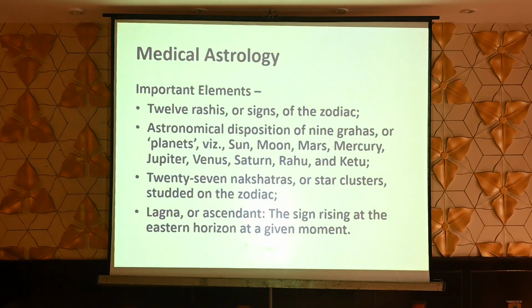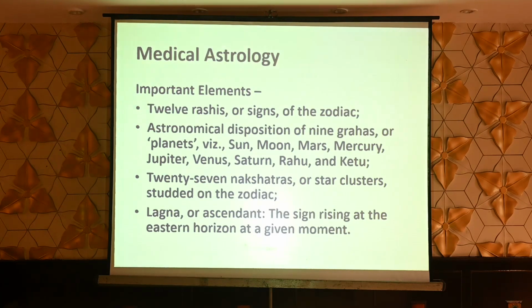Now, this is something, if you are an astrologer already, this is not for you, but it is for those who are not astrologers. The important elements of astrology are the 12 signs, Rashis as we call them. Most of you know the names, even if you are not an astrologer, because you know these astrological columns in the newspapers, and you know about the signs. So there are 12 signs of the zodiac.